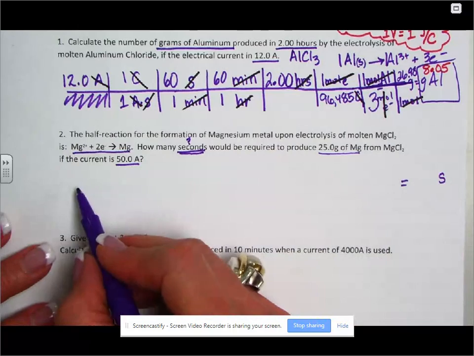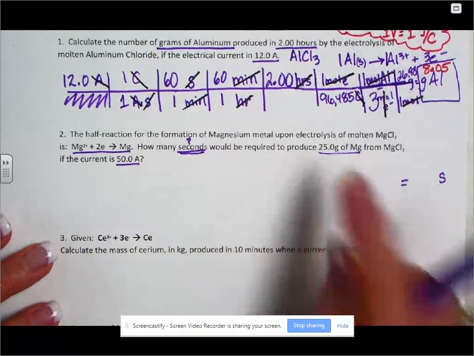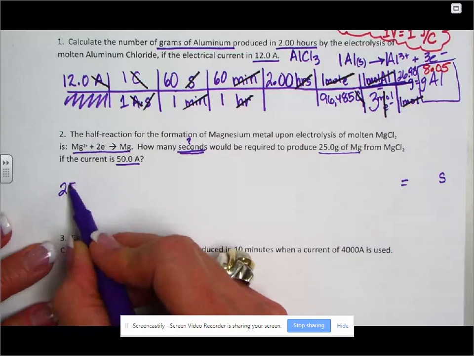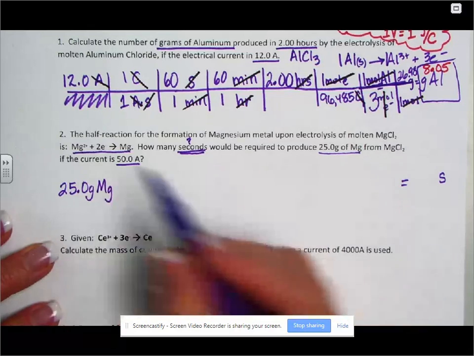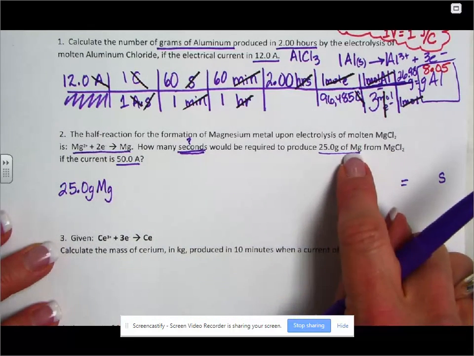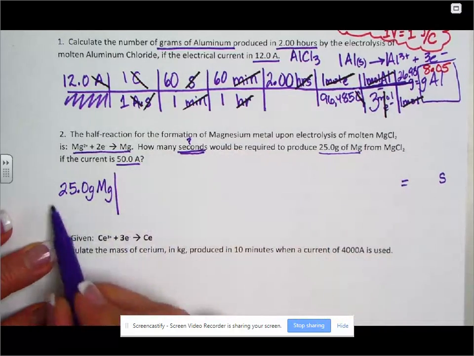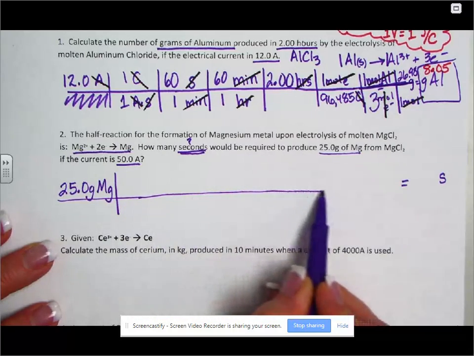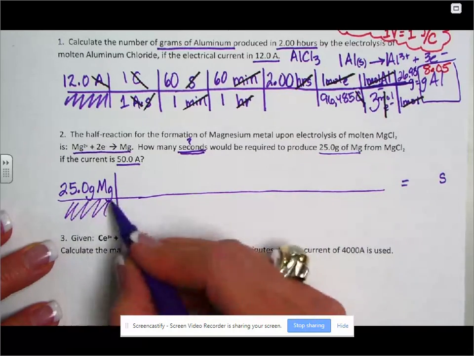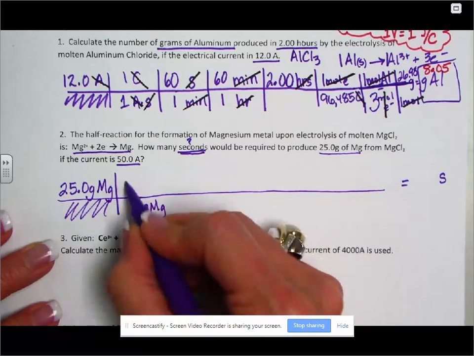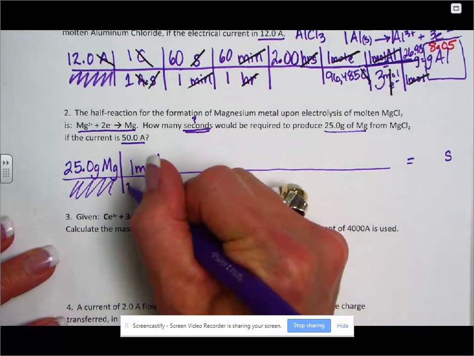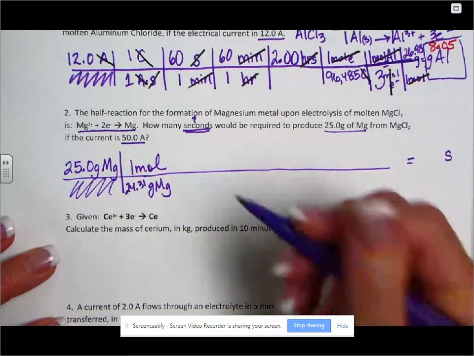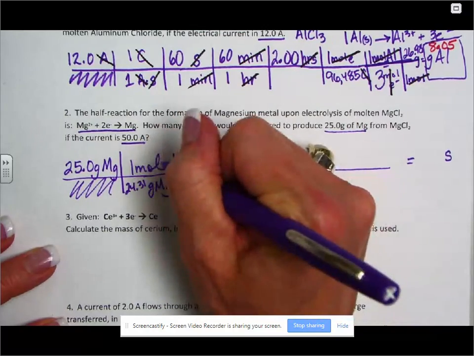So we're going to start here. I'm going to start with the mass. 25.0 grams of magnesium. And again, we had 25.0 grams of magnesium formed from the magnesium chloride. So they gave us the grams of magnesium. So we're going to plug and chug away at our units until we get them all to cancel out. So we need grams of magnesium on the bottom. This will be our molar mass of magnesium. Look at your periodic table. 24.31 grams per mole. So that gives us moles of magnesium.